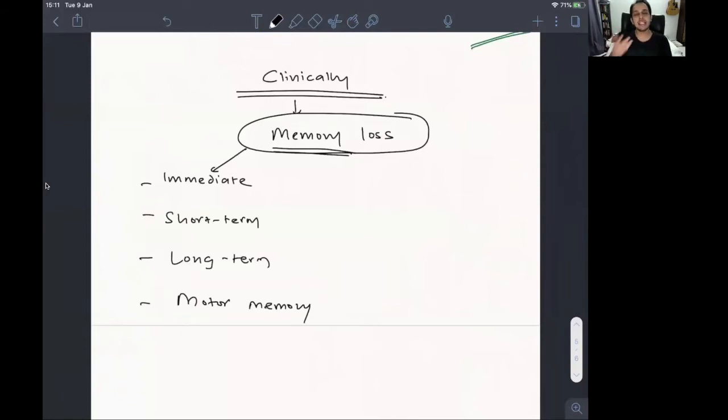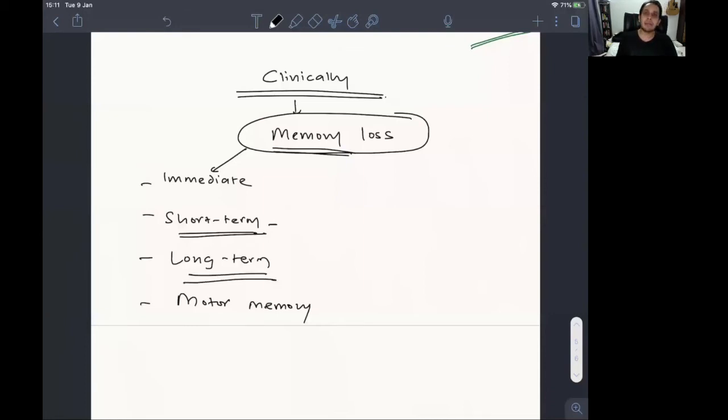Immediate memory. So what is immediate memory? I tell you to go to the other room and pick up a key. That's it. I just tell you to go to the other room and pick up a key and come back. Now you go to the other room and you forget what was just given to you. That is immediate memory. So as soon as you hear it, you forget. What is short-term memory? Short-term memory is things that happened recently. What did you have for breakfast? What guest came home yesterday?